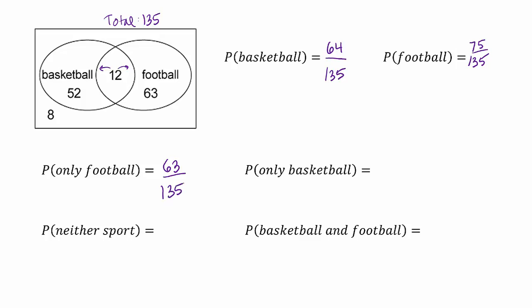And for probability of only basketball, this would be the 52 out of 135. Okay, the probability of neither sport, that's going to be the space that's outside of those circles. So that would be the 8 over 135. And now the probability of basketball and football, that is just the intersection, that would be the 12 out of 135. Right, so like I said, this is the most basic type of probability questions that you can be asked.